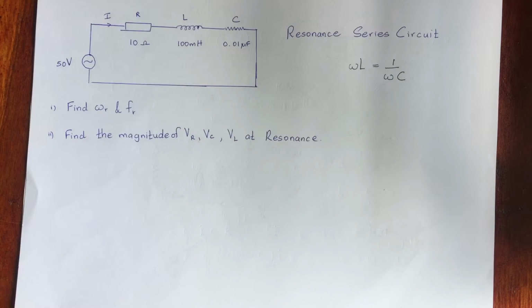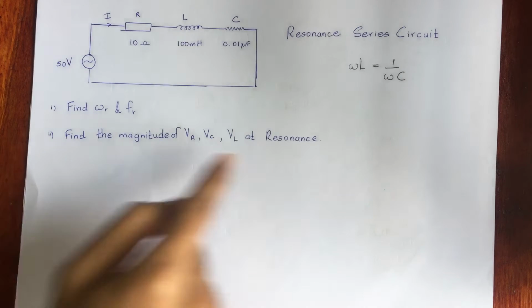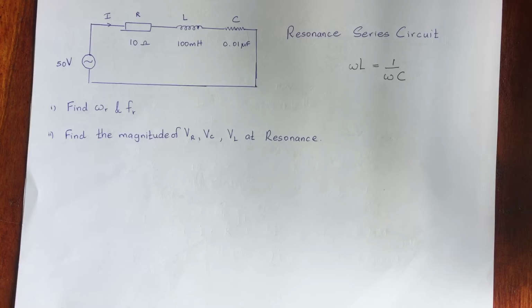So what will happen when the circuit is in resonance? We can discuss it further in the next video. However, in this video we are going to discuss a question on how to find omega R and FR, these values, when the series circuit is in resonance.